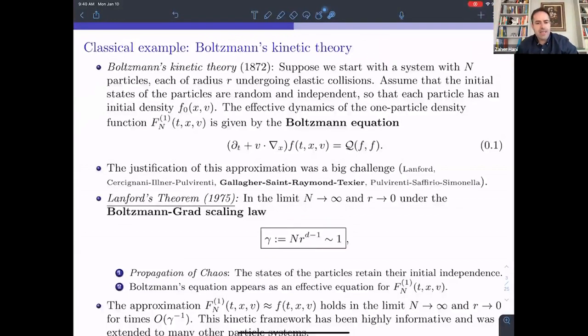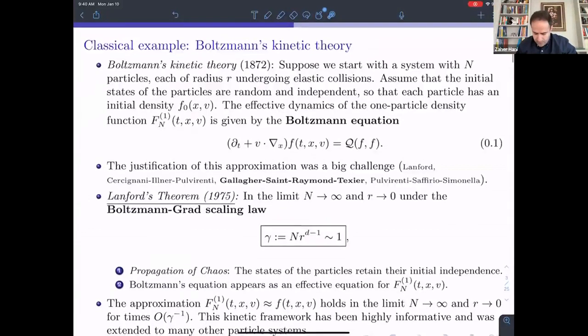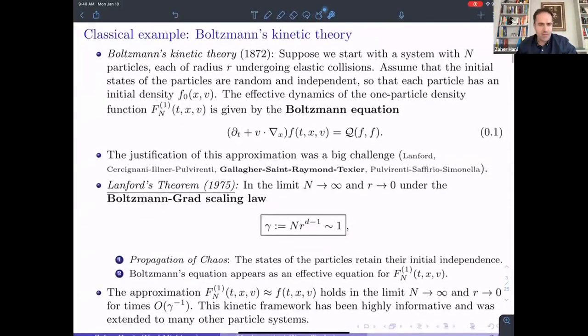And in this scaling law, which is called the Boltzmann-Grad scaling law, you have the following two main points. The first one is propagation of chaos, which tells you that in the limit, not before the limit, but exactly in the limit, the states of the particles retain their initial independence. I stated this vaguely here.